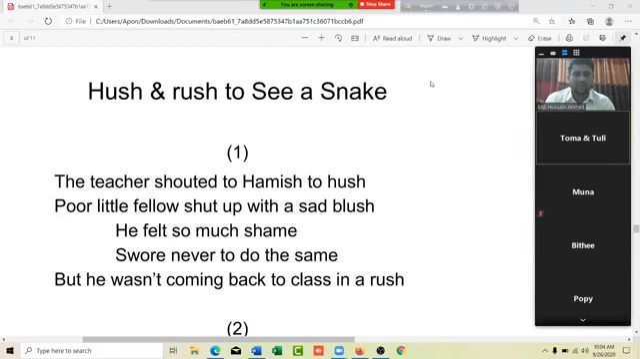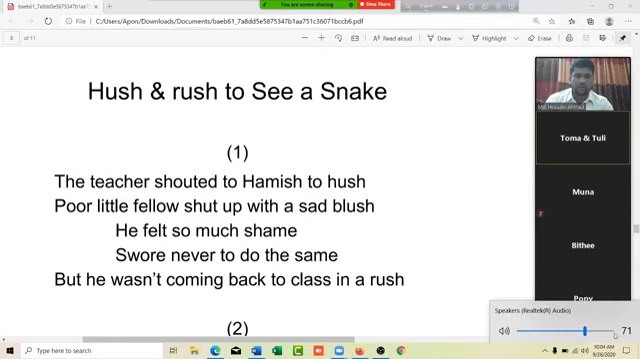Yes, Tuli. Okay. Hasan rushed to see a snake. The teacher shouted to Hamish to hush. Poor little fellow shut up with a sad blush. He felt so much shame, swore never to do the same, but he wasn't coming back to class in a rush.